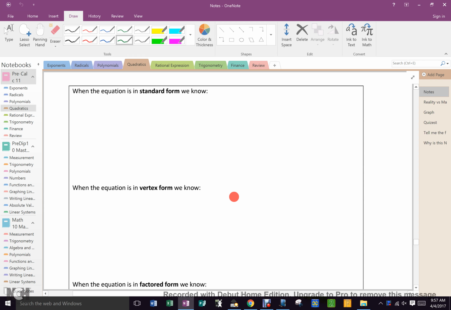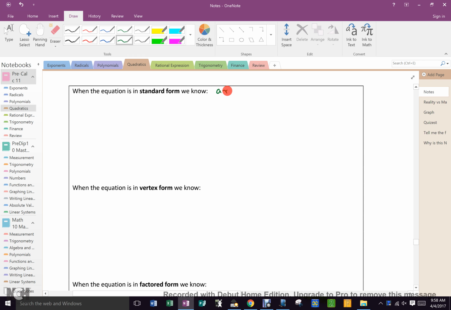When the equation is in standard form. First of all, what is standard form? Right, this is ax squared plus bx plus c equals y, or f of x. When we are in that form, what do we already know? We know the y-intercept. The y-intercept equals c, right?